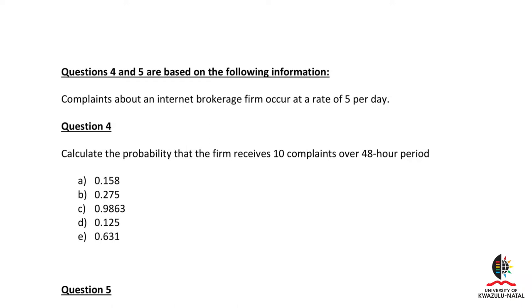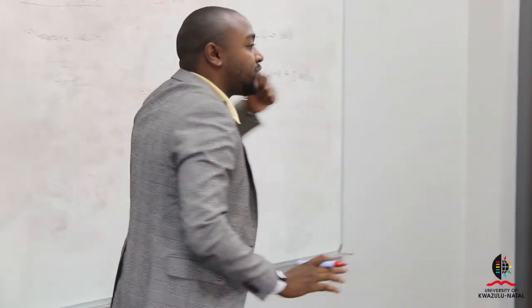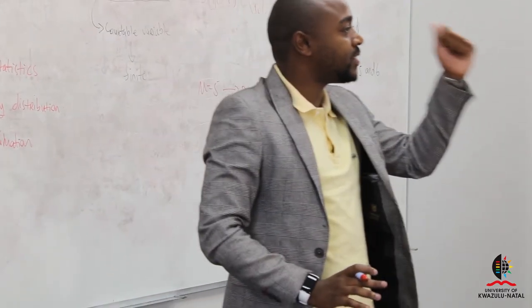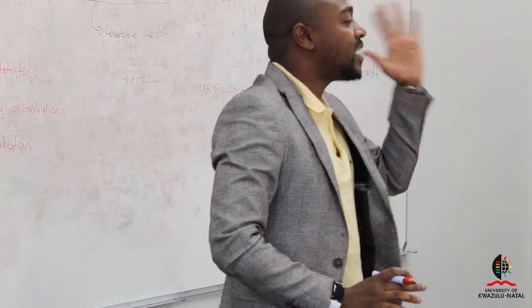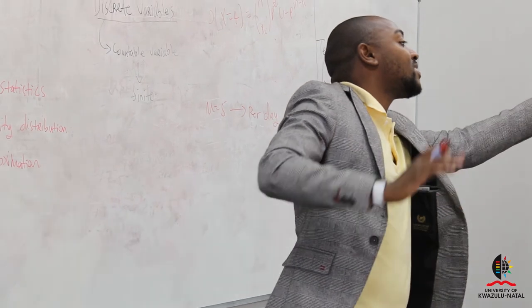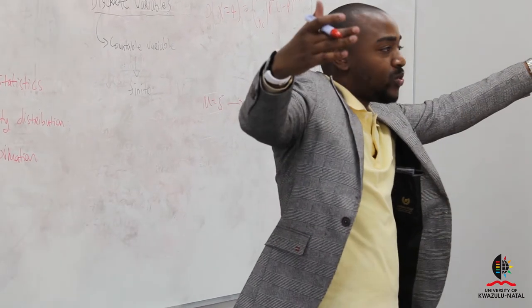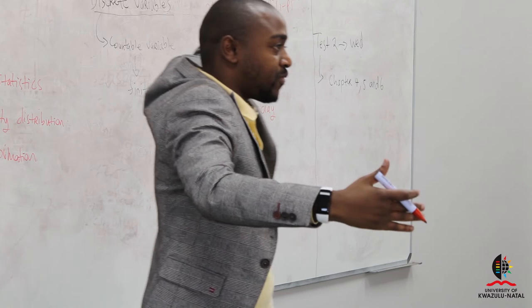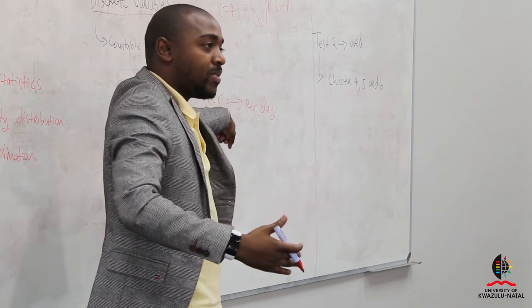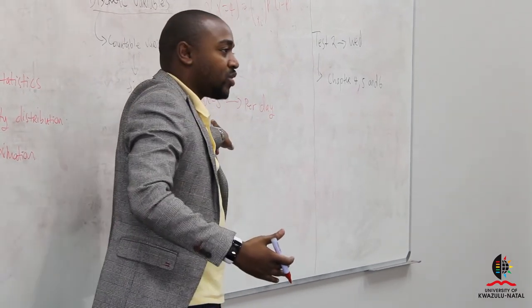Okay, you're given an average of 5, lucky number 5. And what's your constraint? Per day. So obviously the discrete part comes from the fact that you're talking of days, and days are countable and finite. There are 365 days, you know where they start and where they end. So that's chapter 4, probability distributions under the Poisson distribution.